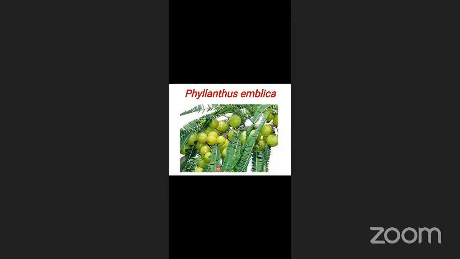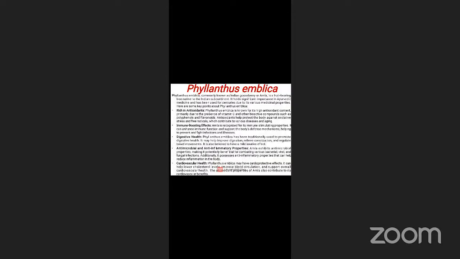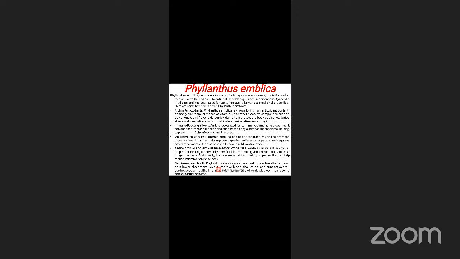So, Phyllanthus emblica. Phyllanthus emblica is commonly known as Indian gooseberry or amla. It is a fruit-bearing tree native to the Indian subcontinent. It holds significant importance in Ayurvedic medicine and has been used for centuries due to its various medicinal properties. Here are some key points about Phyllanthus emblica.